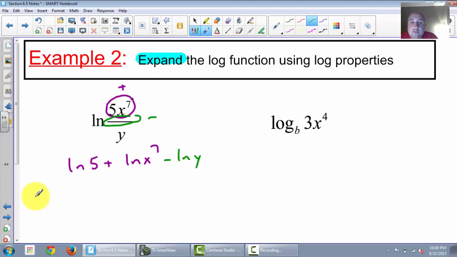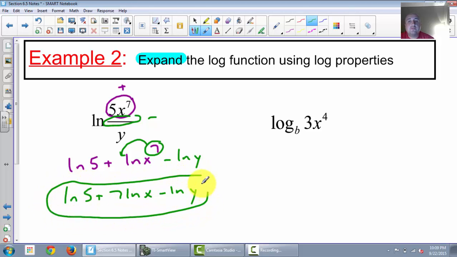Okay, so we're almost fully expanded. The only other thing I can use to make this bigger is that, remember, exponents always go to the front of the log. So I have ln of 5 plus 7 ln of x minus ln of y. And now I've fully expanded that original problem using my properties.